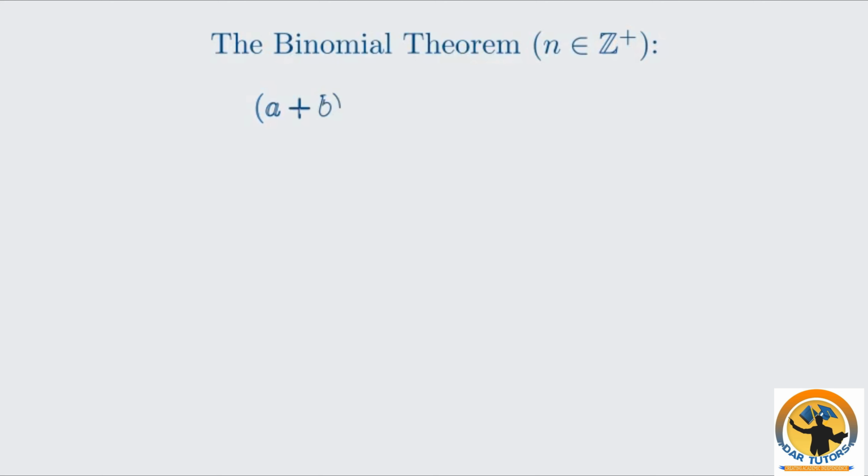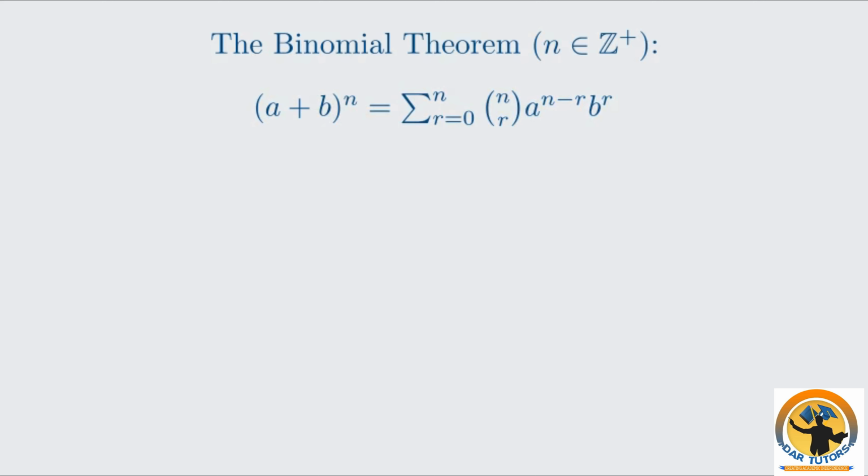Now we can state the full binomial theorem for positive integer powers. The binomial theorem states that for any positive integer n, the expansion of (a + b)^n is the sum from r equals 0 to n of (n choose r) times a^(n-r) times b^r.